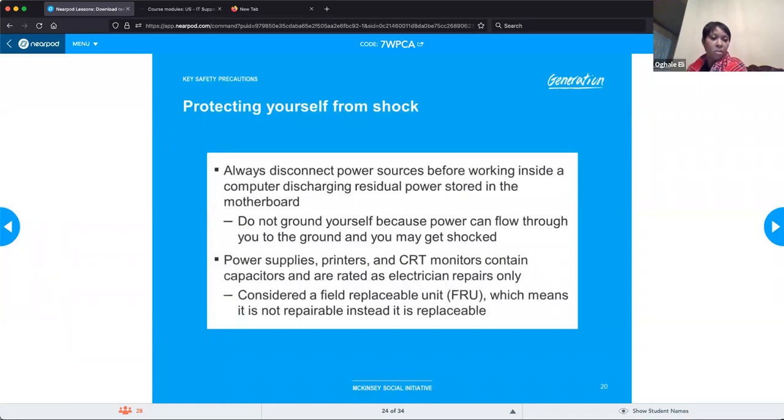Protecting yourself from shocks. Now, we never ever reach into a computer when it's plugged in, because electricity cannot be trained. It travels the path of least resistance. And if you create a path, then that's how you end up shocking yourself.